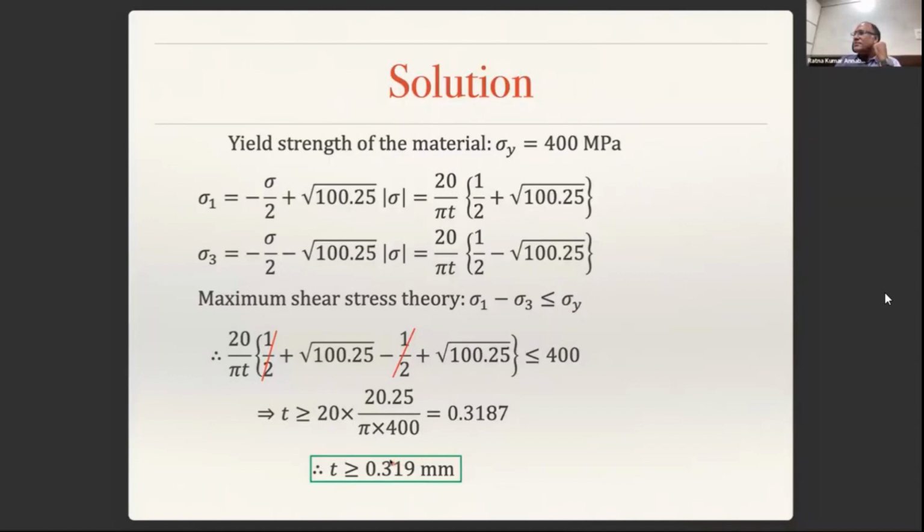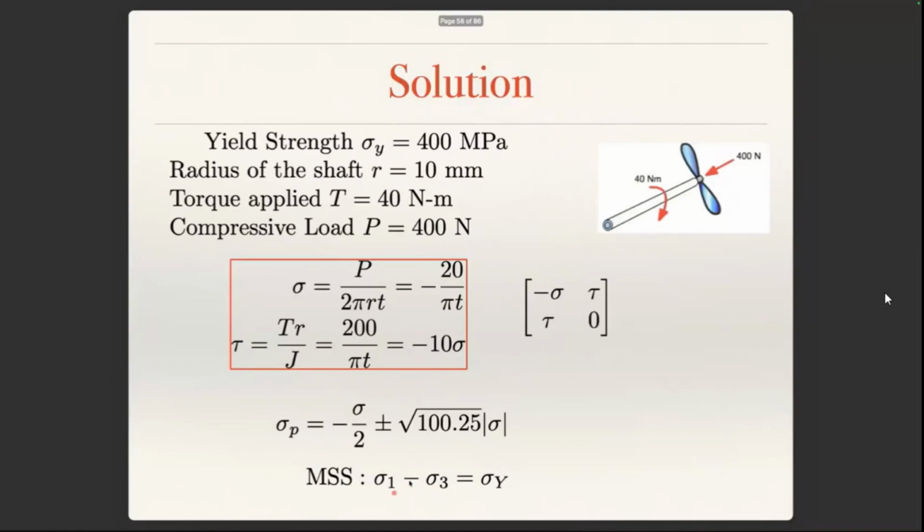Is that clear? The procedure? Yes, just one calculation, sir. Can you go to that sigma p? I'm sorry, sir. Sigma p: minus sigma by 2 plus minus this under root, and modulus of sigma. I'm sorry to ask this, sir, but a bit of elaboration on this, please.